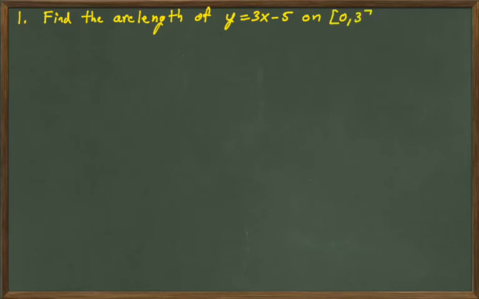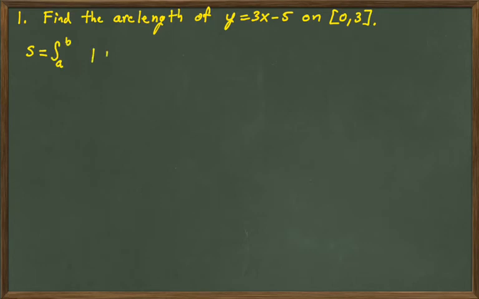Okay, so we're going to find the arc length of y equals 3x minus 5 on the closed interval 0 to 3. And you might say, well, this is just a line. So if you're going to find the distance between 2 points, well, they're on the line, so you can just use the regular distance formula. So we'll do that at the end there.